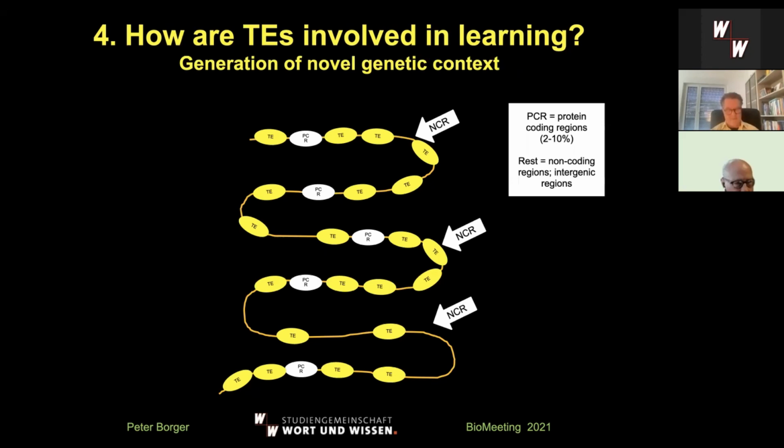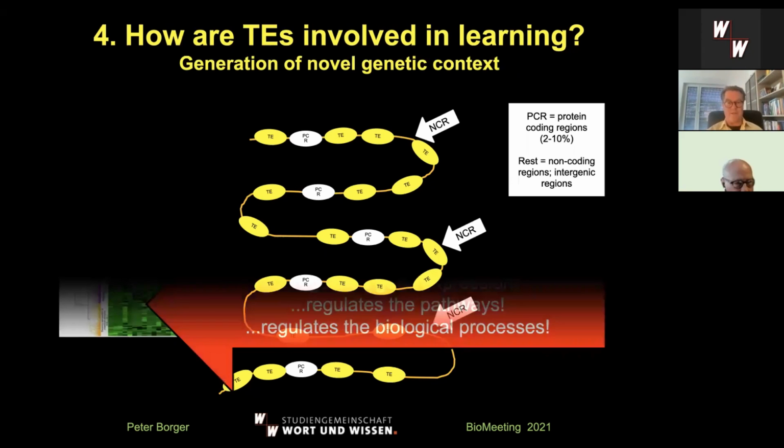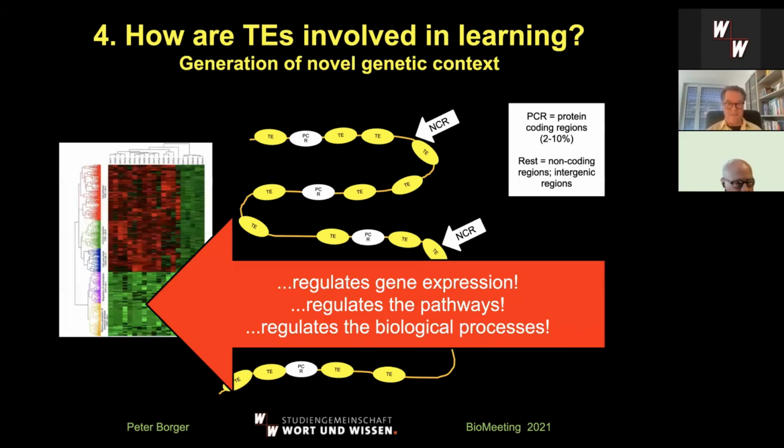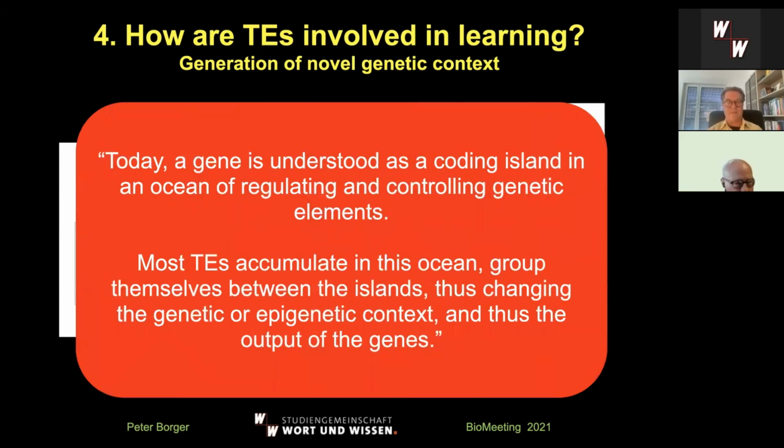And here we see how we have to understand nowadays the genome. Here is a stretch in the genome. You see there are only a few coding areas, and there is a sea of TEs surrounding them. Every coding area, every exon has several hundreds of these TEs in their neighborhood that are potentially regulating the output of gene expression. And this is then the result. They regulate gene expression, they regulate the biological pathways, and thus they regulate the biological processes.